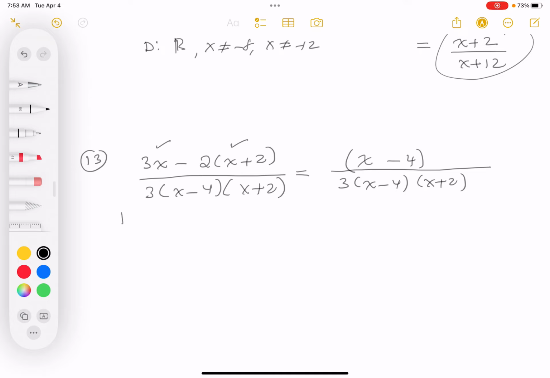All right, let's write the domain down. The domain is all the real numbers, but x cannot equal 4, and x cannot equal minus 2. Does something cancel off here? Sure does. x minus 4. It's a conditional cancellation. The condition is based on domain, by the way. And we're done.